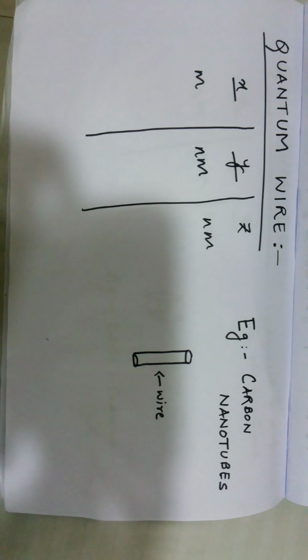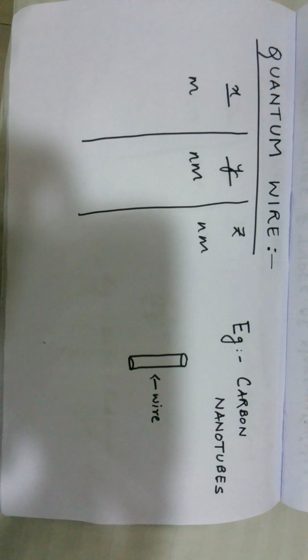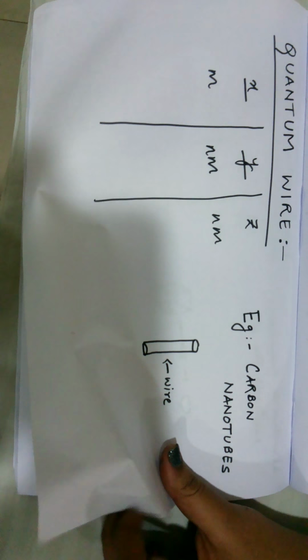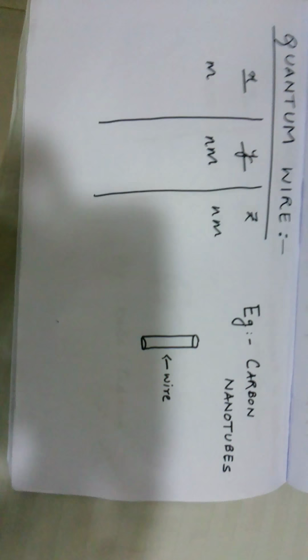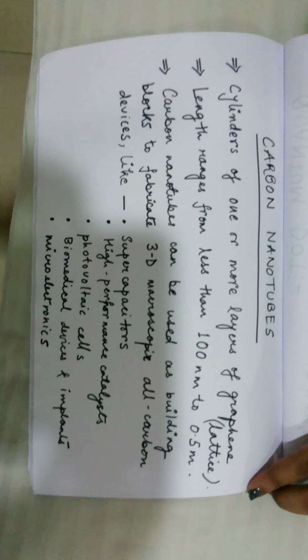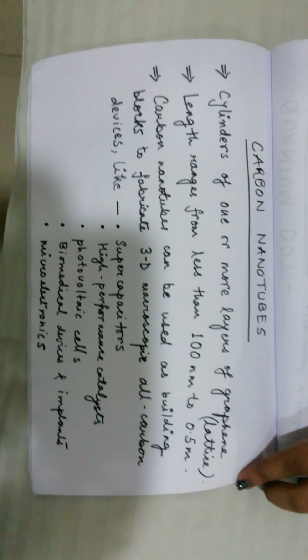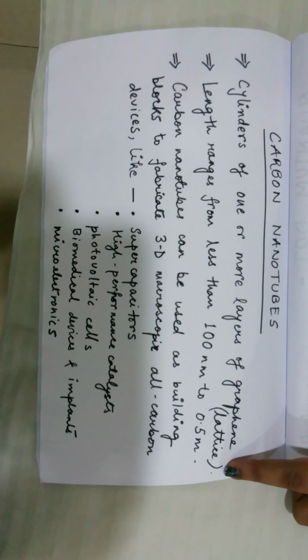The most important example in this case, and probably the most important application in the field of nanotechnology here, is the carbon nanotubes. So we need to study about what exactly quantum wires, in this case carbon nanotubes, are. So what are carbon nanotubes? Carbon nanotubes, popularly abbreviated as CNTs, are cylinders of one or more layers of graphene, which is basically its lattice.